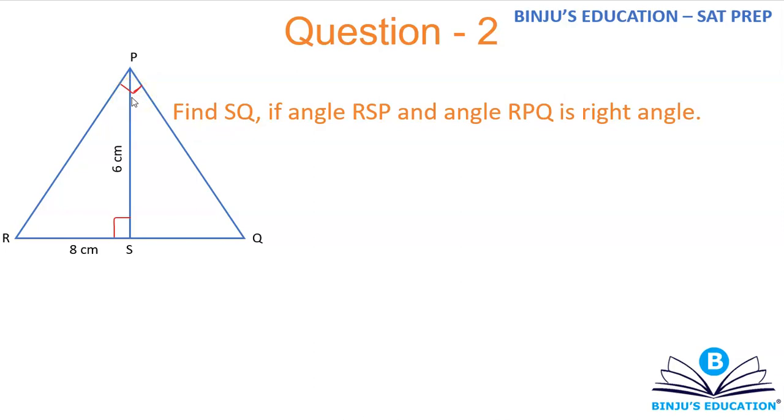What I'm going to do is I'm going to say that angle R is theta. So if I talk about triangle RPQ, P is 90, R is theta, so this angle will automatically become 90 minus theta. And this itself is 90.